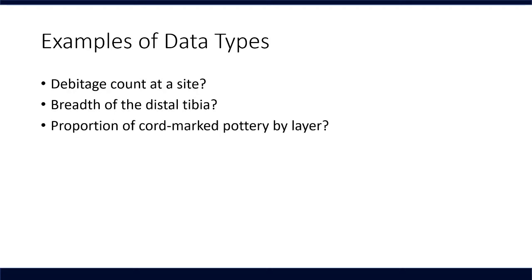The proportion of a certain pottery type by layer, right? If you count up all of the chord-marked pottery and divide it by the total number of different kinds of pottery in a certain layer in an archaeological site, that proportion value is going to range between 0 and 1. In this case, it would be continuous. You could have a value of 0.3792, but it's bounded by 0 and also bounded by 1. And so this type of data would be continuous but bounded.